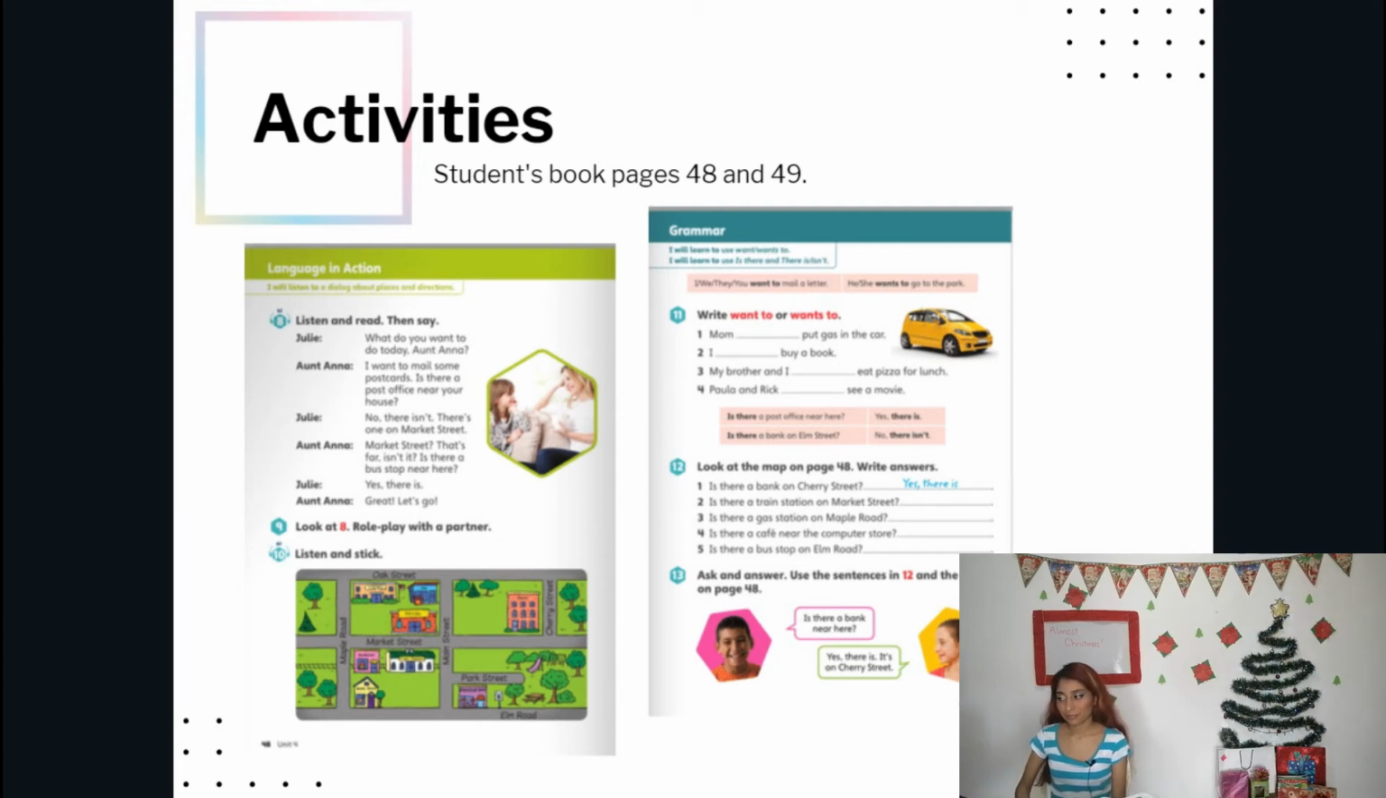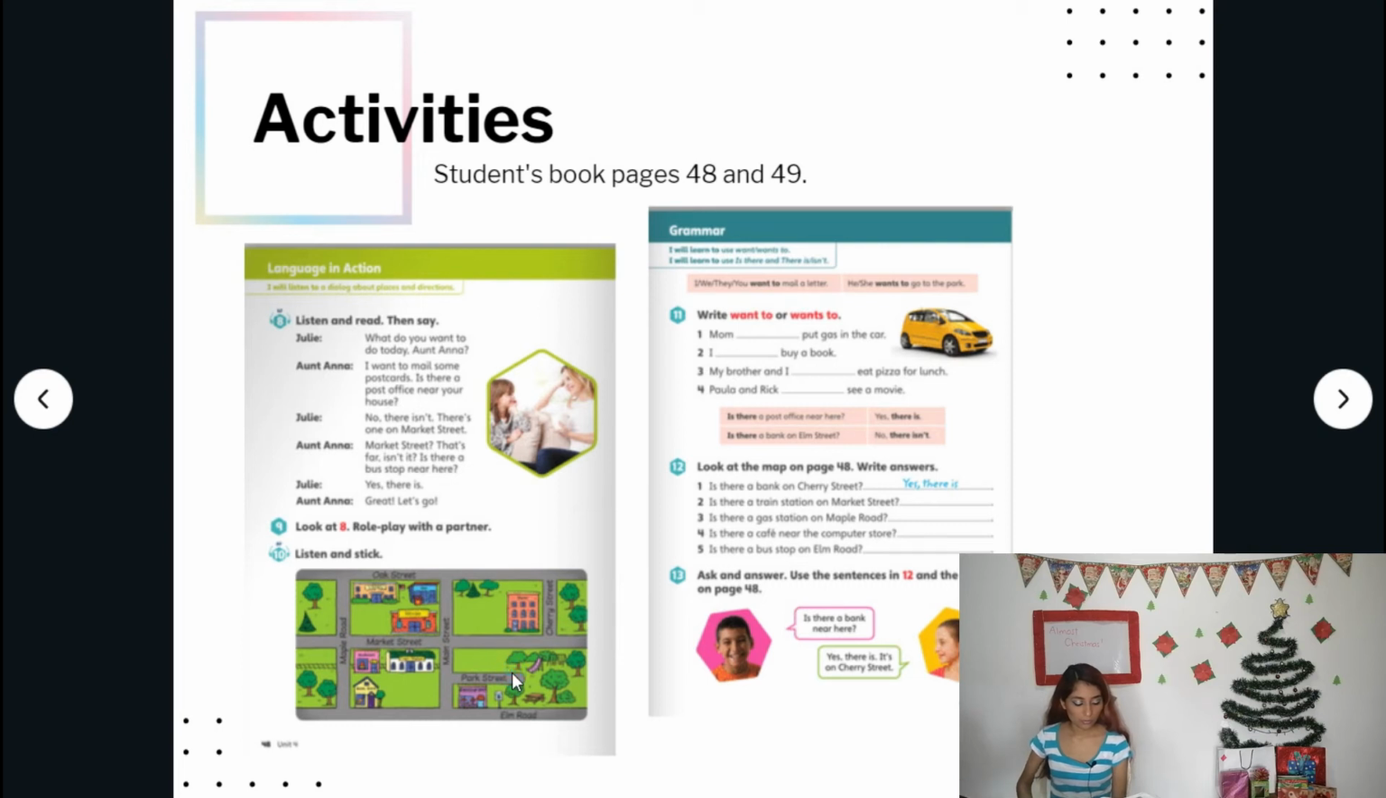3. I want to mail these letters. Is there a post office near here? No, there isn't. It's on Park Street. Where's Park Street? It's just off Main Street next to the park. I'll show you. Thanks.